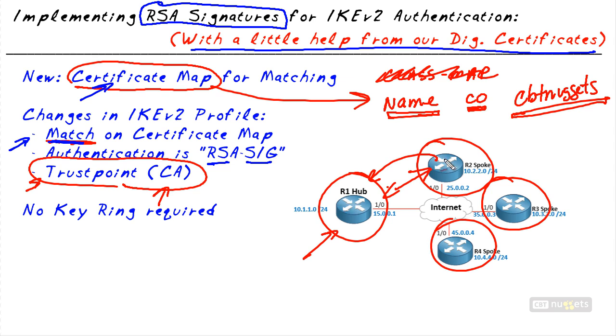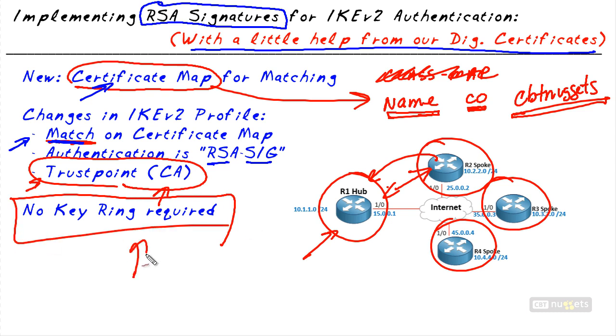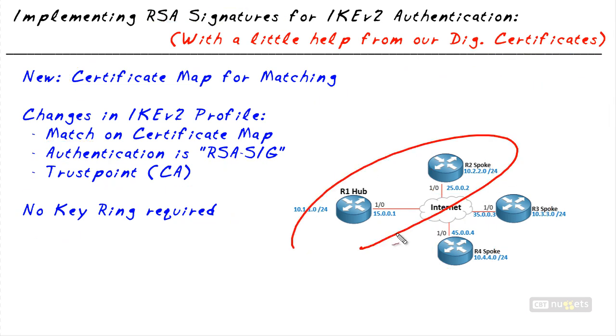And because we're using digital certificates for the authentication, we don't need to create any key rings, because we're not using pre-shared keys, and so the key ring doesn't serve any purpose if we're not using those pre-shared keys. Let's start off with a simple site-to-site tunnel between R1 and R2 using RSA signatures for the authentication.